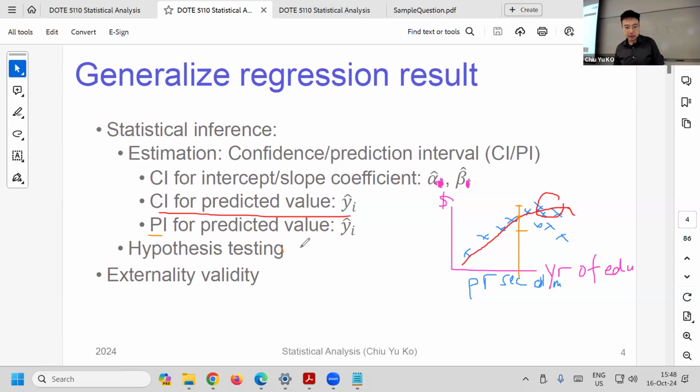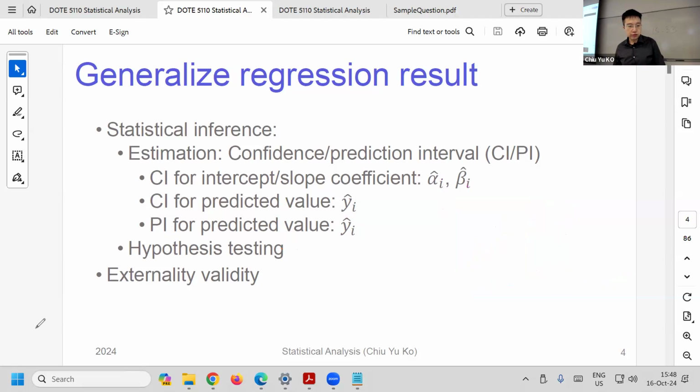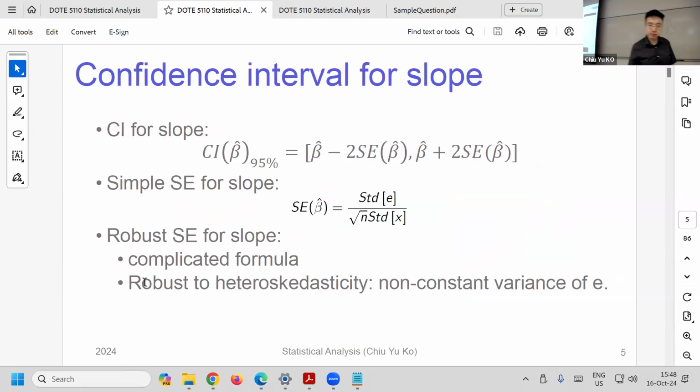And I will do some hypothesis testing. So that would be the main thing we're doing for the first half of this section. So don't worry, we will go into the detail. Okay. So if you recall how we do interval, it's just plus minus 2 standard errors, right? And the formula turns out to be very simple, like this. If you know math, you can easily derive that, and we are not going to talk about that.